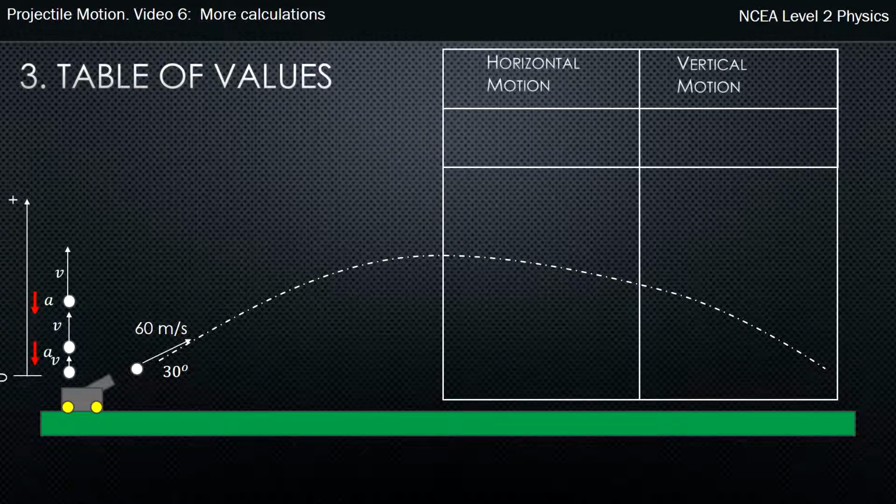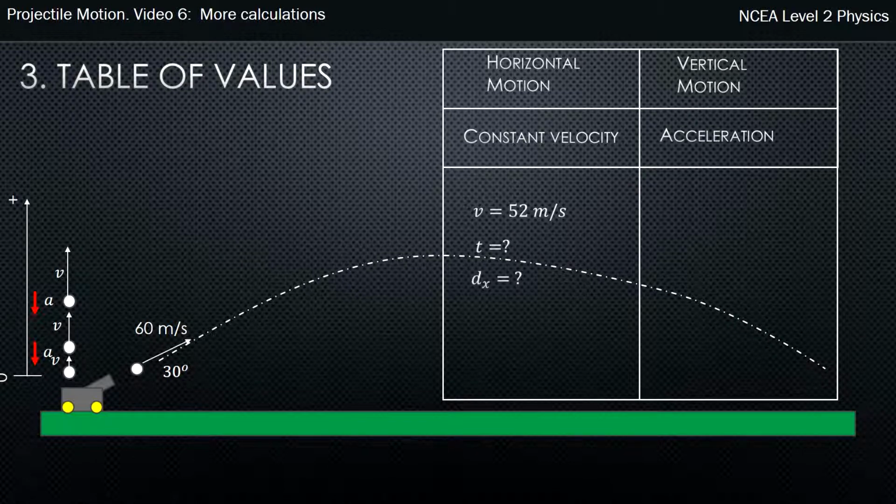So again, I like to have written that horizontal motion is constant velocity and vertical motion is acceleration, so I remember all the information that I need. So my horizontal velocity that I'd worked out before was 52 meters a second. I don't know the time or the distance it goes for.